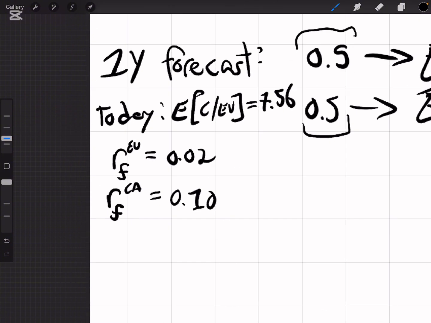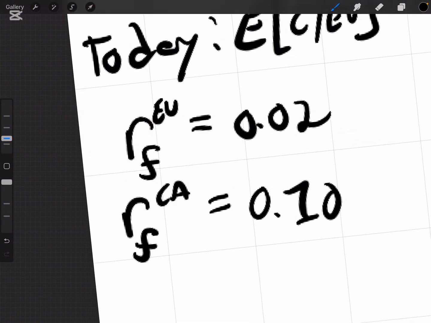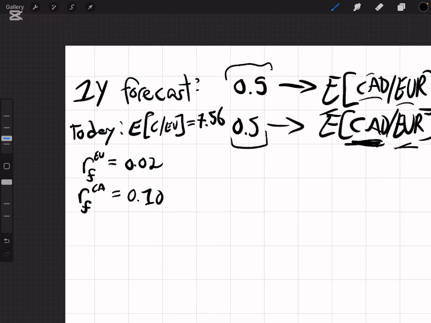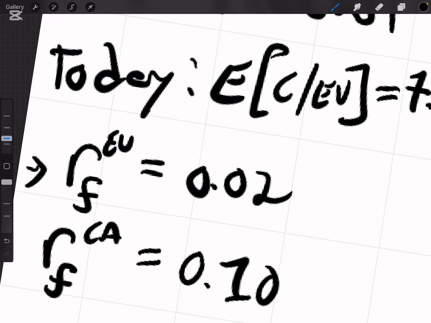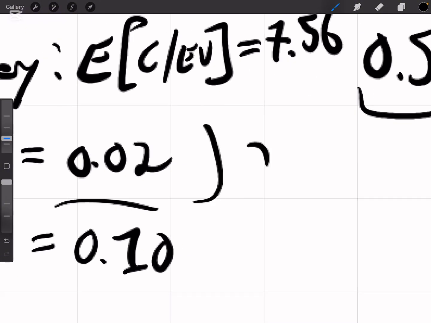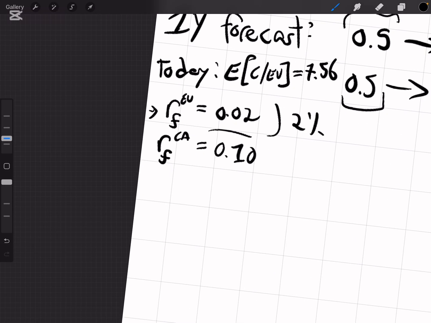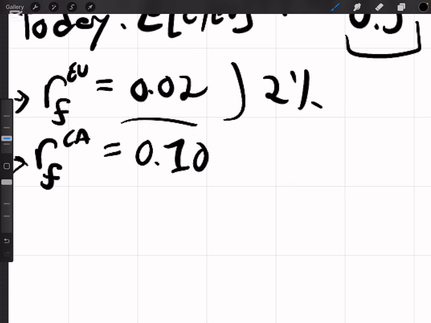Excuse me. We have the risk-free rate. Obviously, this is a toy model, by the way. I don't know if I need to explain that, but yeah. You have the risk-free rate for the EU, which we have at 0.02 or like 2%. And then we have the risk-free rate for Canada, which is at 10%. So let's have some fun with this model here.